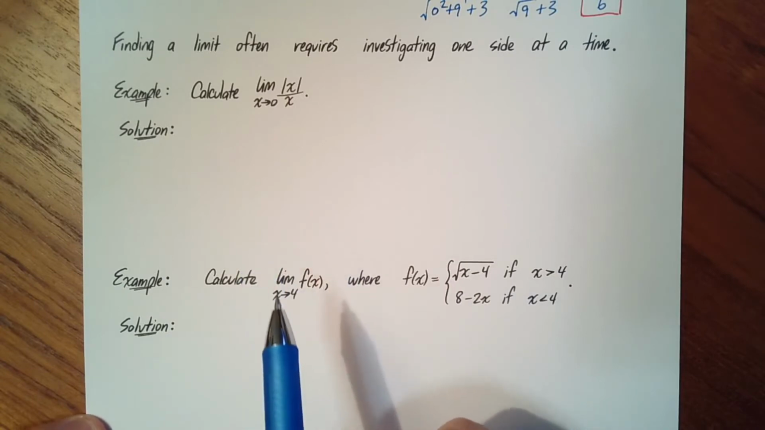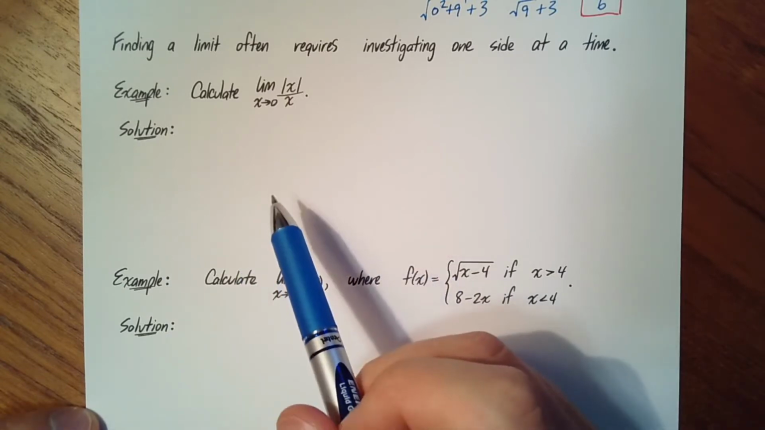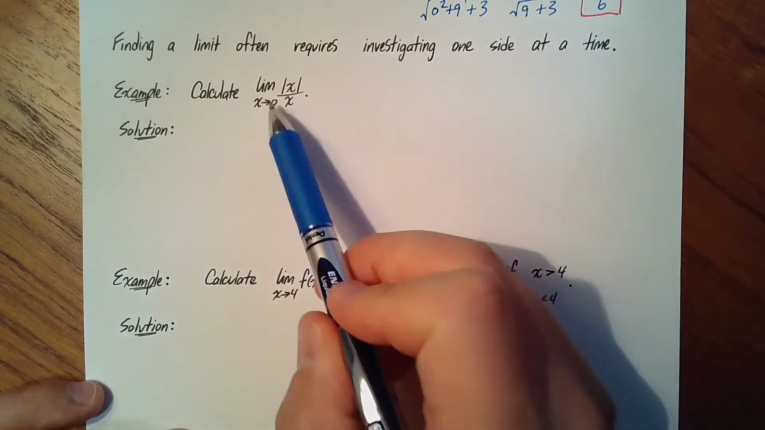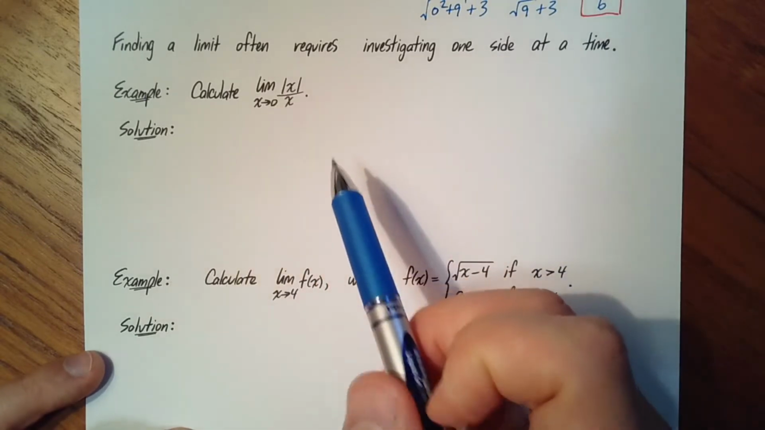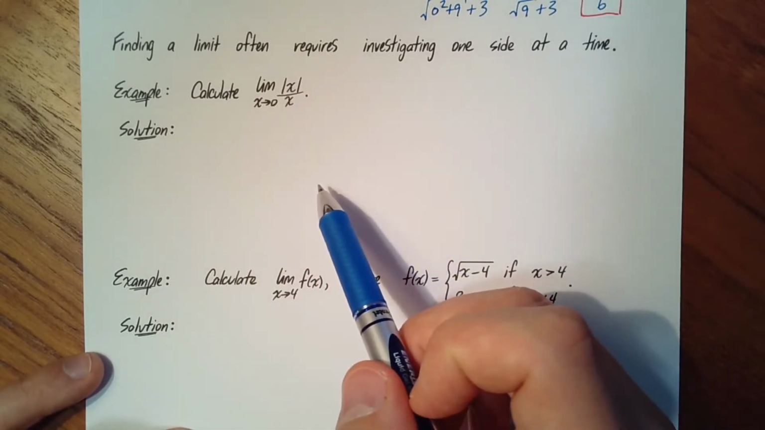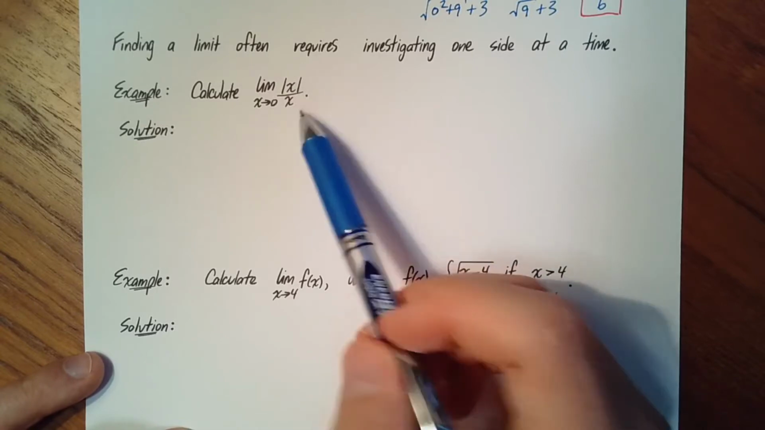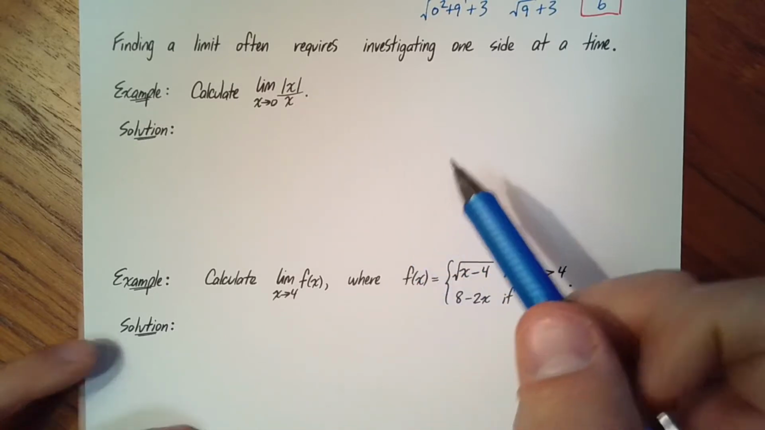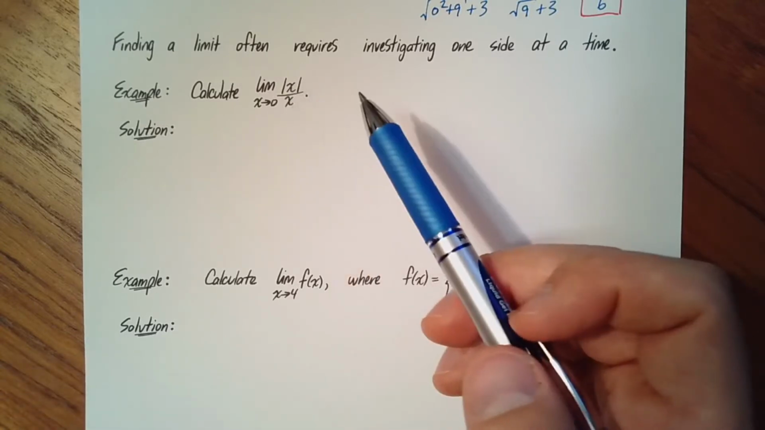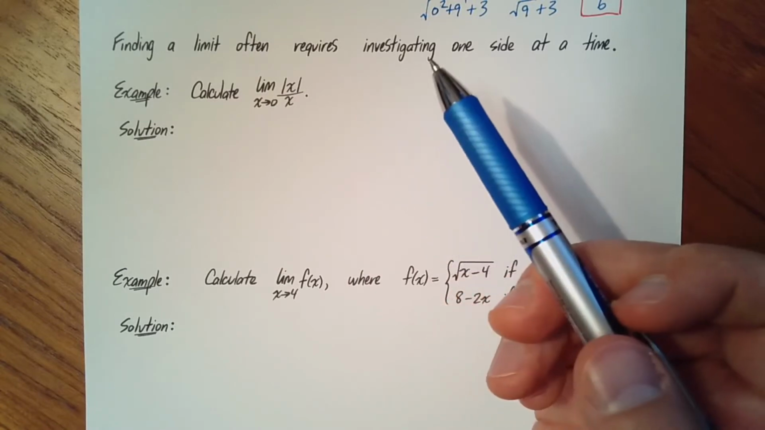Okay, so for example, if I'm taking the limit as x goes to 0 of the absolute value of x over x, well, what happens if you just plug in 0? Well, you'd have the absolute value of 0 divided by 0. Right? So we would have 0 over 0. So it is a 0 over 0 type. And you can't cancel the x's here because one of them's inside an absolute value.